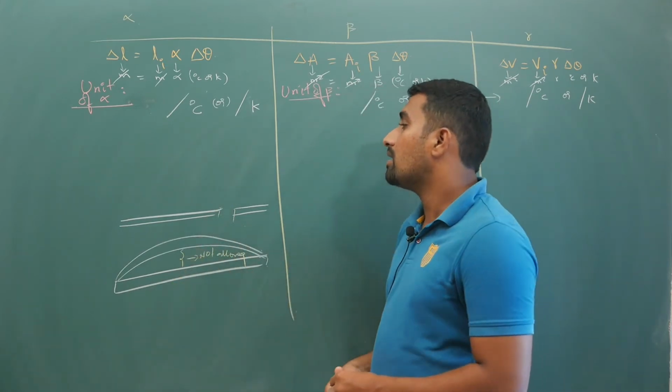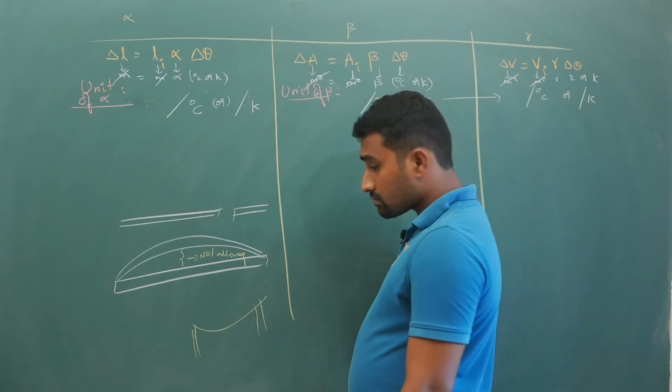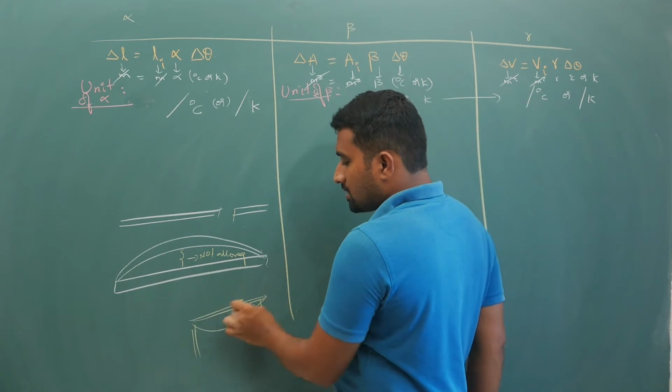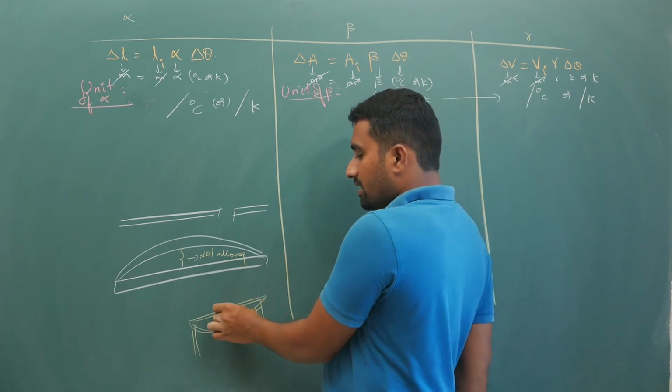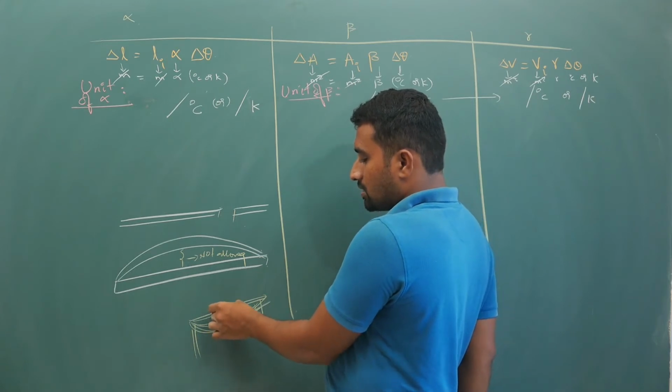Even electric wires between poles are suspended like this. Initially they will be like this, and eventually they will get bent like this. In winter, they keep it somewhere here, so that expansion as well as contraction is allowed.